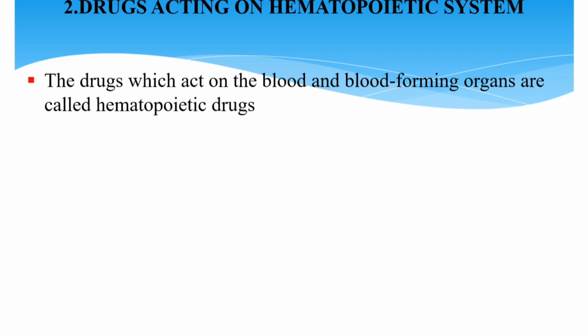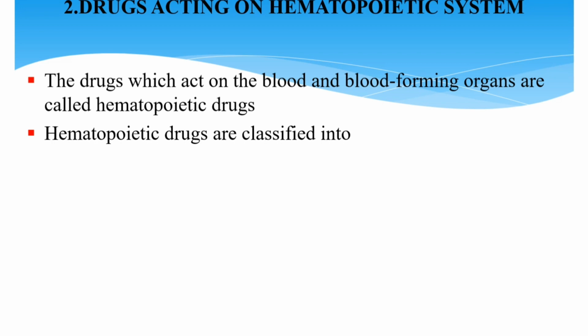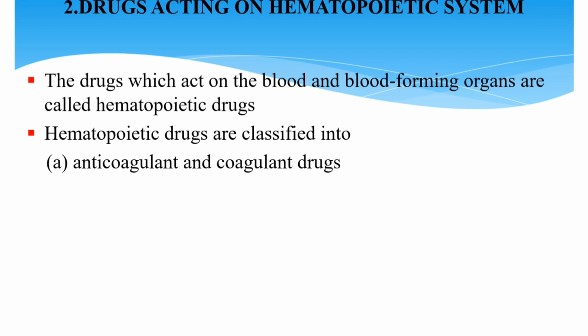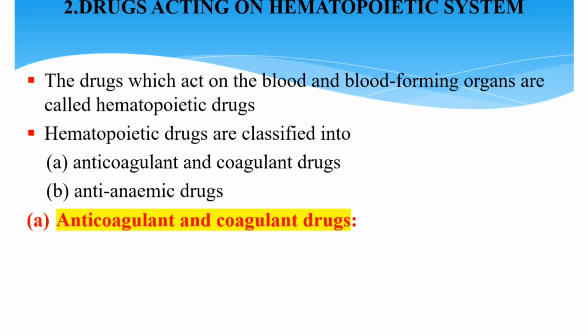Drugs acting on the hematopoietic system act on blood as well as blood forming organs, and such drugs are called hematopoietic drugs. Hematopoietic drugs are further classified into anticoagulant and coagulant drugs. We know what is coagulation. So anticoagulant drugs prevent coagulation of blood, whereas coagulant drugs contribute to coagulation. And also anti-anemic drugs. We know what is anemia. So anti-anemic drugs help in prevention or control of anemia.